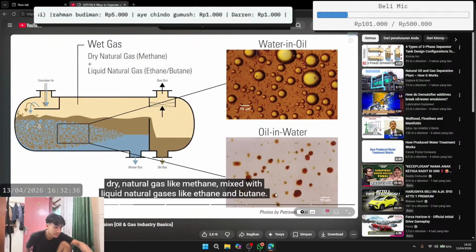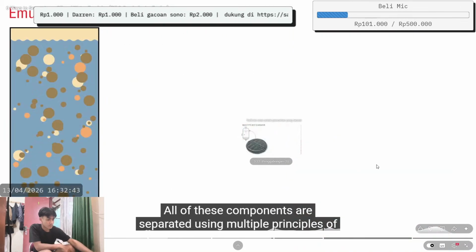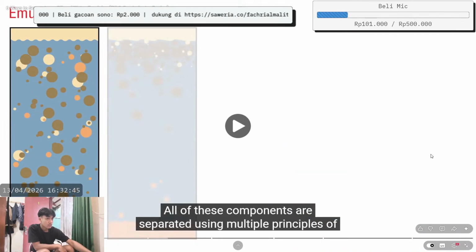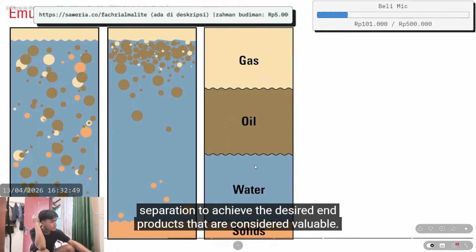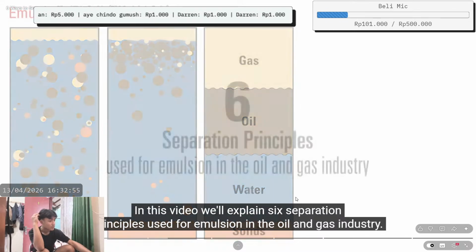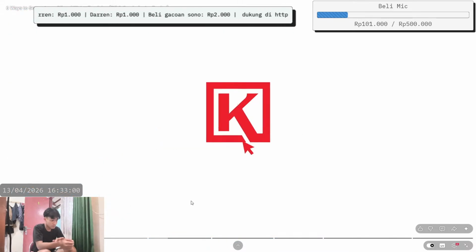Natural gas like methane, mixed with liquid natural gases like ethane and butane. All of these components are separated using multiple principles of separation to achieve the desired end products that are considered valuable. In this video, we'll explain 6 separation principles used for emulsion in the oil and gas industry.